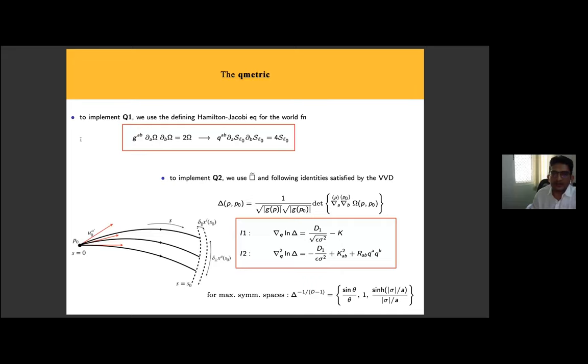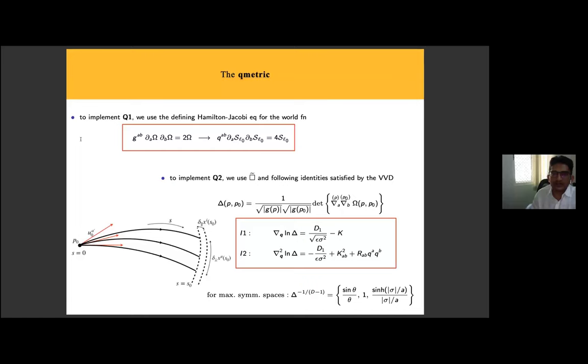We want to replace it by an effective metric where the effective distance function satisfies the same identity with the additional restriction that S does not go to zero as the points are coincident, which immediately tells you that QAB has to be a non-trivial object. It cannot be a local tensor, essentially because of properties of the metric spaces.